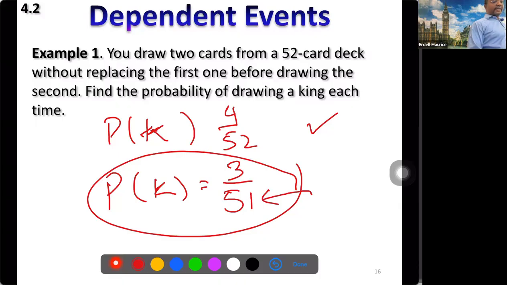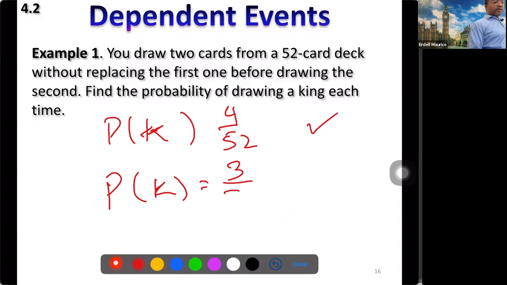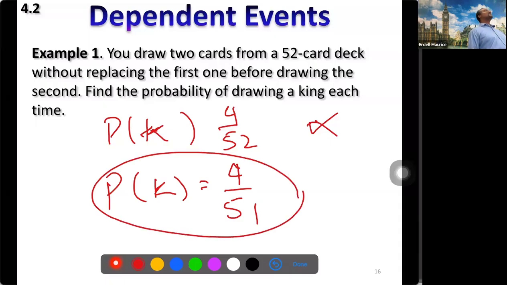The second time we run the experiment, we don't get a king. So I pull a card, I look at the card, and that card is not a king. What's the probability of getting a king the second time around? It's going to be 4 out of 51. Did the probability of getting a king stay the same? No. And so the point is, it doesn't matter what happens, these two events are dependent on each other.